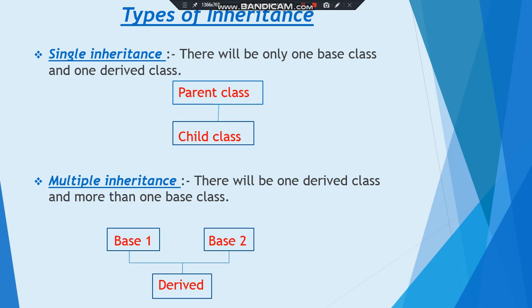Now we will discuss the types of inheritance. First one is single inheritance. Here we can see that the child class is derived from the parent class. So, the parent class is a base class, the child class is a derived class. That simply means that there will be only one base class and one derived class. Second is multiple inheritance. Base 1 and base 2 are base classes and the third one is a derived class which is created from the two base classes. This means there will be one derived class and more than one base class.